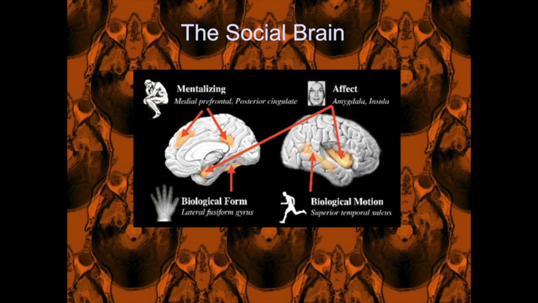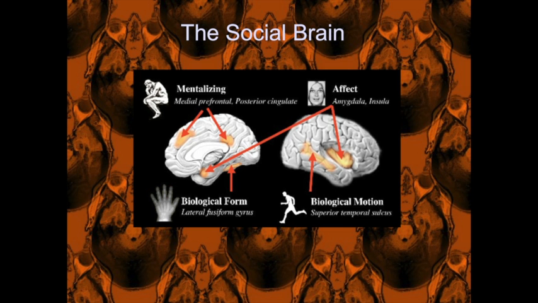So these different components are all what we call part of the social brain. The social brain essentially involves mentalizing, which is primarily represented by theory of mind; biological form, which is things like face recognition; biological motion, which would be the action understanding; and affect, which seems to kind of float around through all of these things.